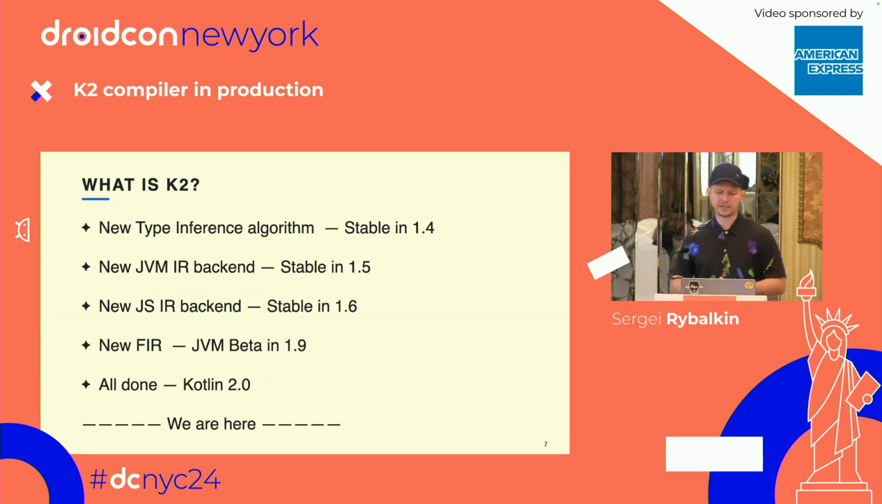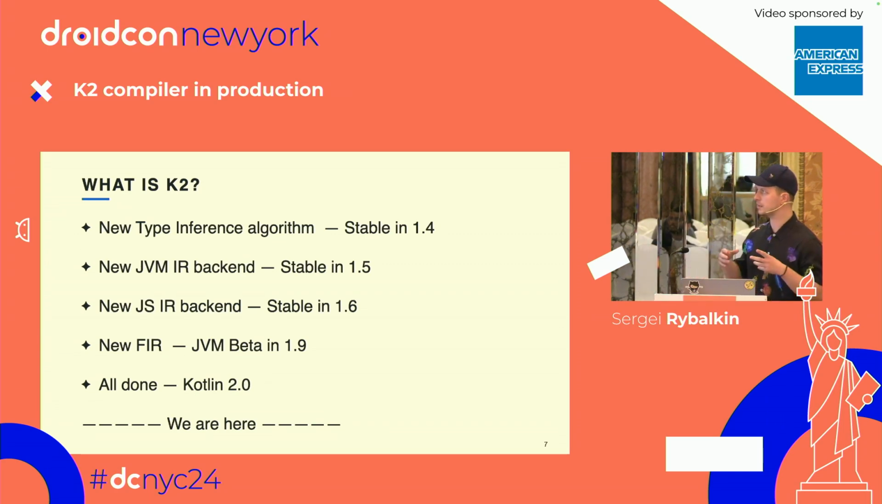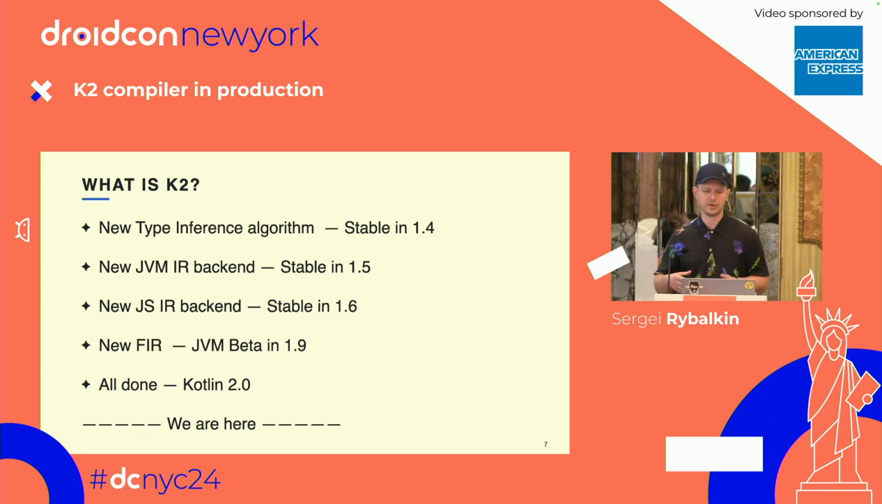Let's have a quick history lesson and understand what K2 is overall, and mainly what K2 is for engineers, product engineers and infra engineers like us. In a nutshell, from the outsider perspective, it's an umbrella project, or a set of multiple work streams, that the compiler team at JetBrains were executing over the years.